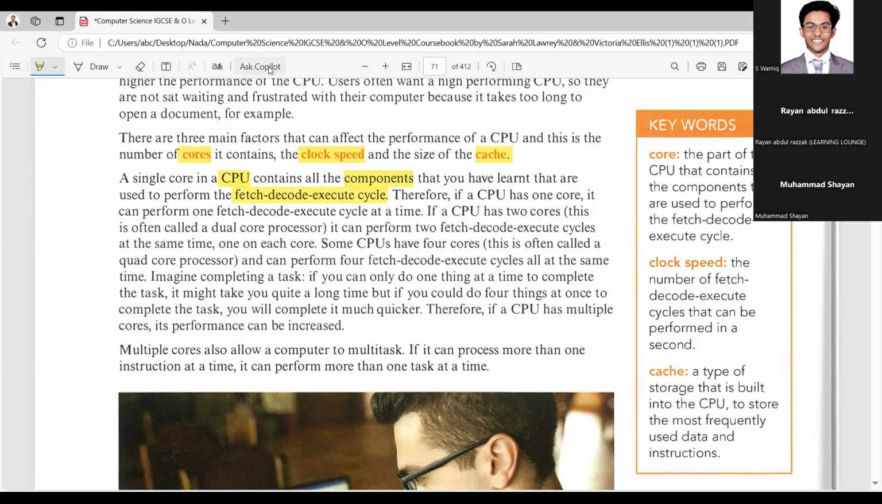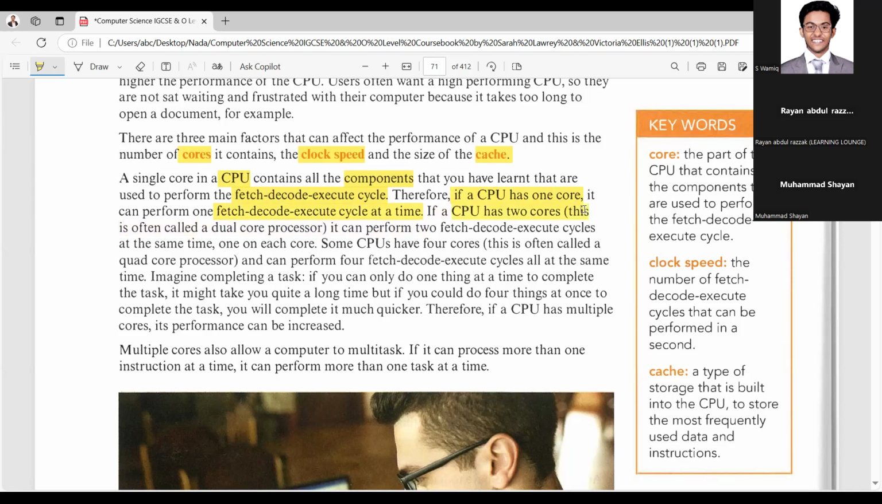Like I discussed in the last class, if you are increasing the number of cores, that means you are increasing your power to process more fetch, decode, and execute cycles. And if you are increasing your power to do that, your instructions will be processed faster. For example, if a computer system has one core, it can perform only one fetch, decode, execute cycle at a time.